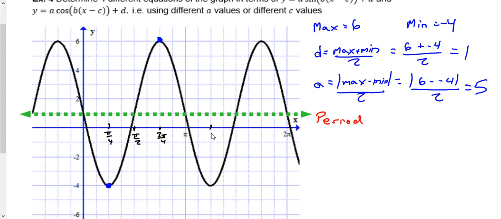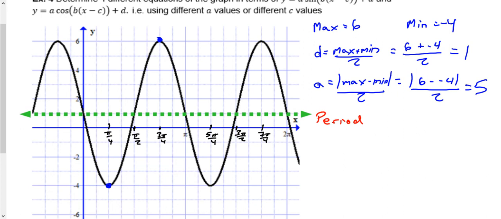Here would be 5 quarters, so 5 pi over 4. 6 pi over 4 can be reduced down to 3 pi over 2, 7 pi over 4, and of course 8 pi over 4 is the same thing as saying 2 pi. So there you go, I have a few of these jotted in. So hopefully this is going to help you figure out your period.